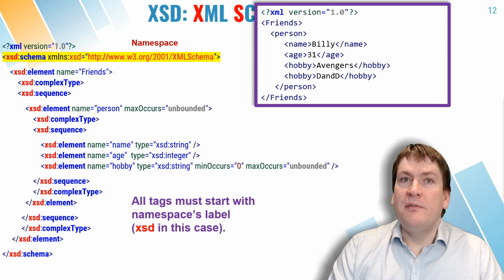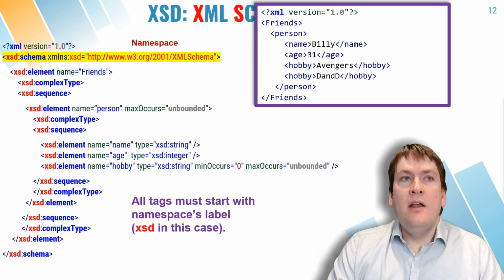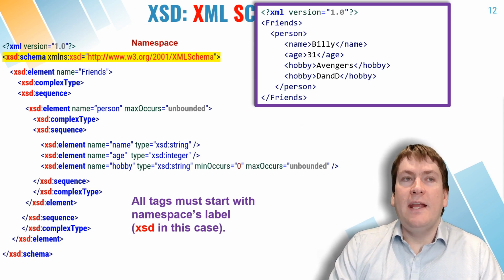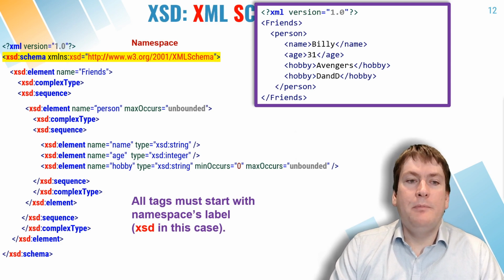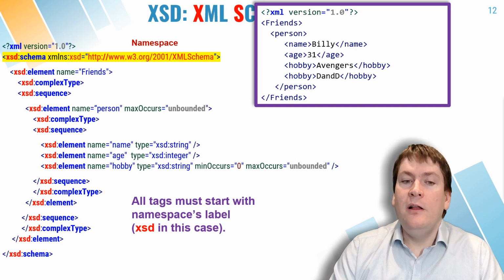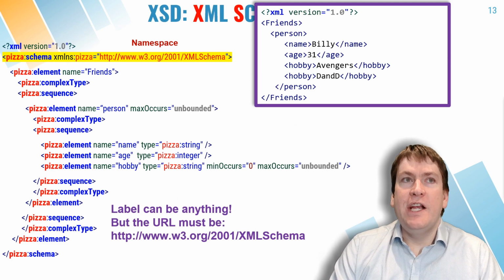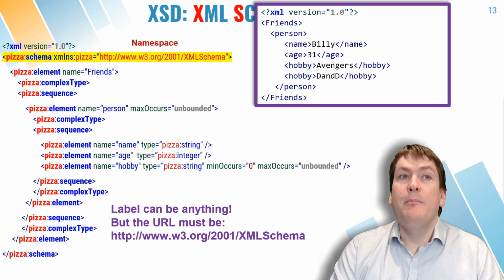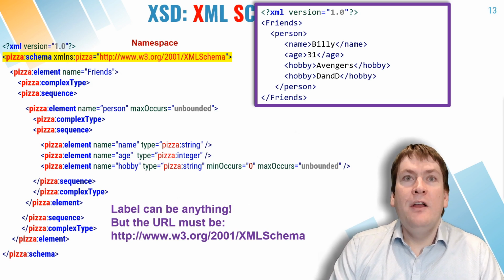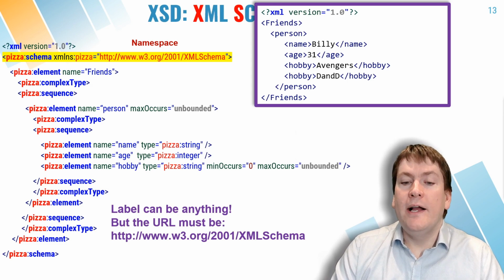And as we've seen in the namespace examples, we always have to prefix all of the elements with the name of the namespace. In this case, we're calling the namespace XSD, so that means that every element in this file has to start with XSD and then a colon. Remember that the name of the namespace doesn't really matter. We could change it. For example, I changed it here to pizza. That's completely fine. The only rule is that it has to use that special URL, and that URL states that this is a schema file.